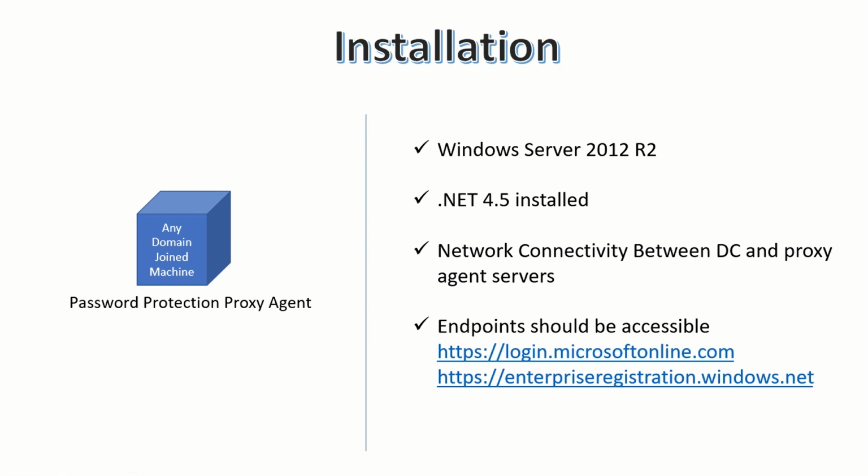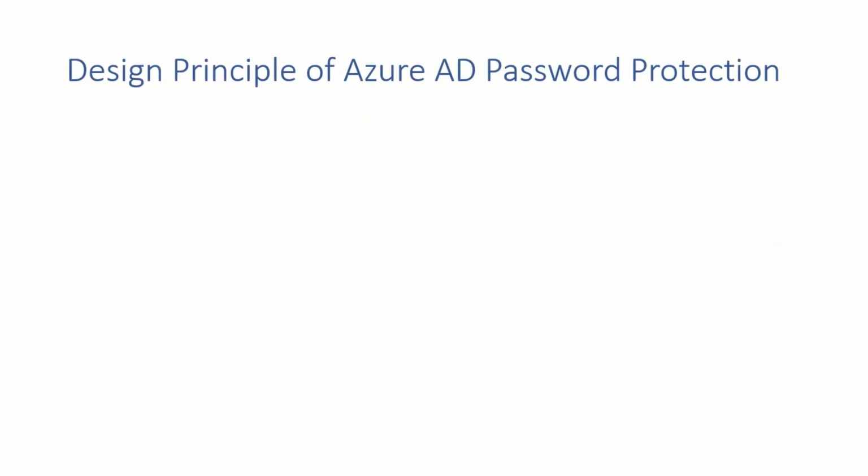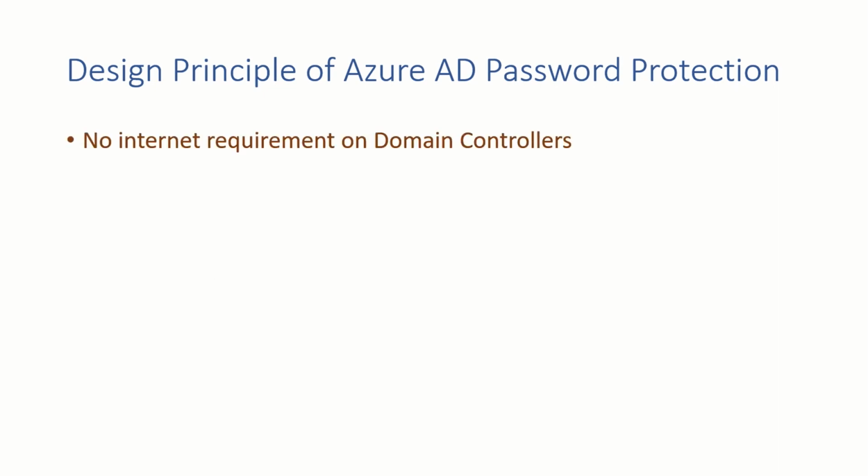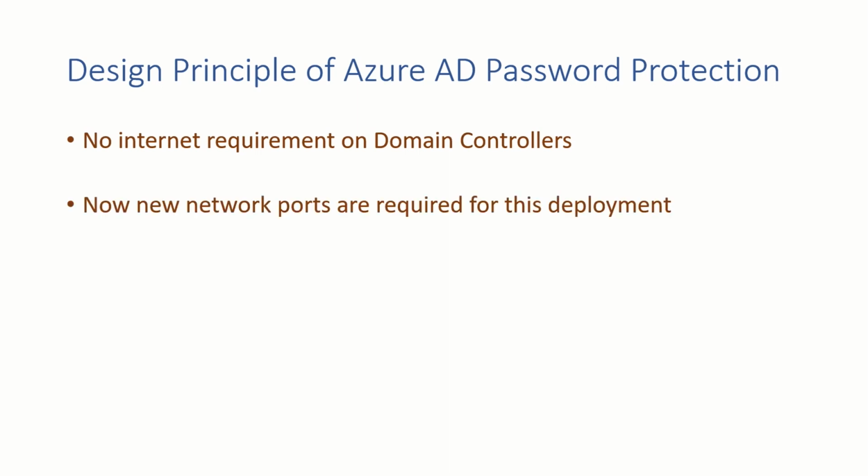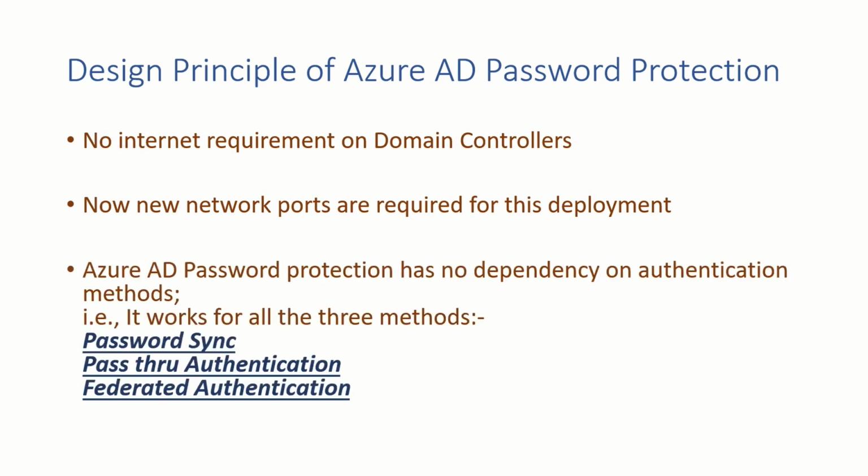Now, this can be an entry point for us to know why we need two agents. There are a couple of design principles on which Azure AD password protection works. For most enterprises, DCs are not exposed to the public internet. That means the first fundamental is that there is no requirement for internet on domain controllers, and no new ports should be opened for this particular deployment. And we also have to make sure that Azure AD password protection works with all the authentication methods, either password sync, pass-through, or federated authentication.